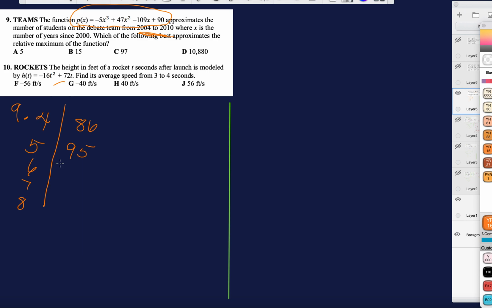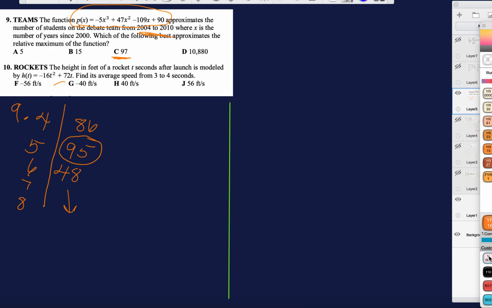86, 95. 6 is 48. There we go. So I've turned around, right? I was going up, and now I've turned around and come down. So 95 is the highest number I see on this table. So this would be the closest to a relative maximum of this function. All right? I don't have to look at the rest of them. I know that this is the relative maximum because if you look at the rest of the numbers, they go down. They decrease. All right?